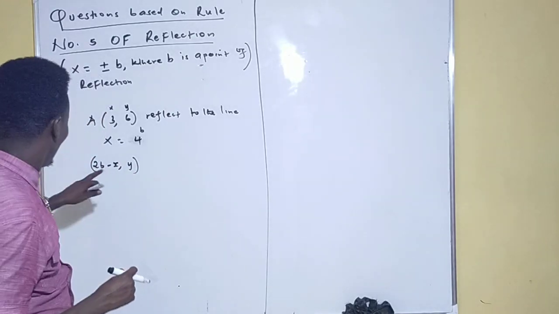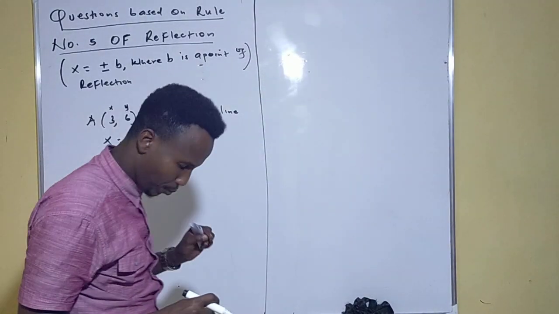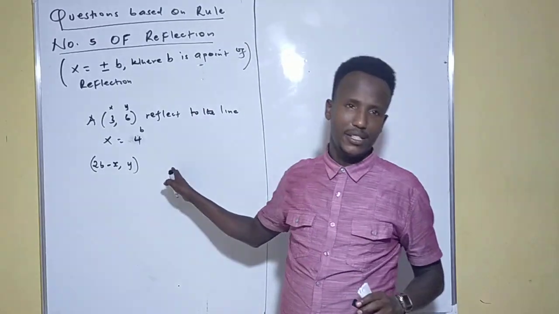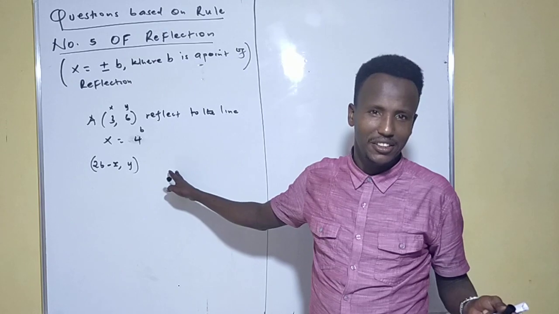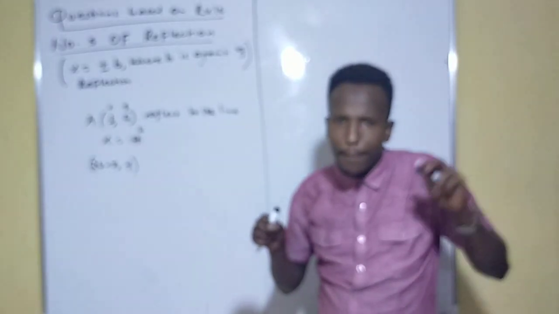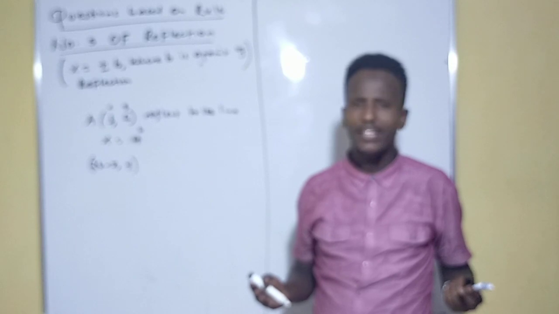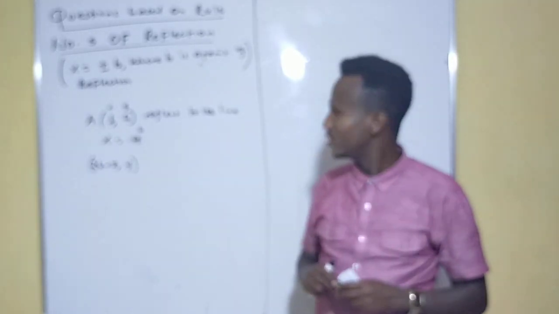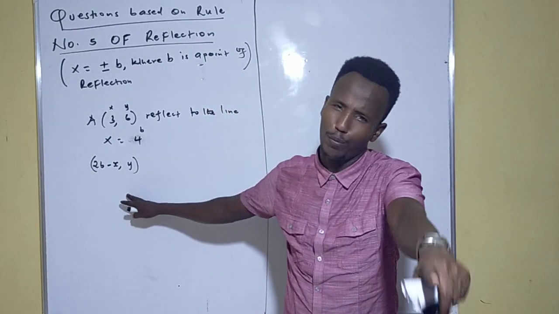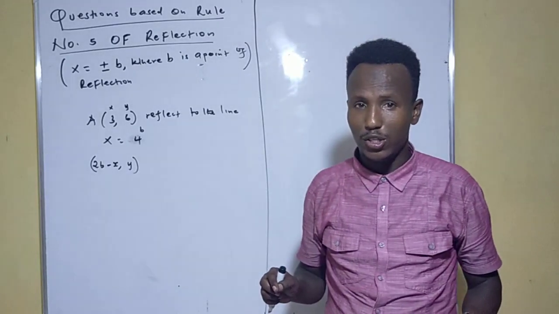What does it mean? 2 times the value of the point of reflection, minus the x coordinate of the point given, comma y. So that means y will never change. Just understand, y will not change. It's only x that's changing. So you say 2 times the point of reflection minus the x coordinate of the point given, comma the y coordinate. I think that's the easiest way of solving. Can't you see? This is a very, very easy formula, by the way. 2b minus the x coordinate of the point given, comma y. You see now, it's only x.